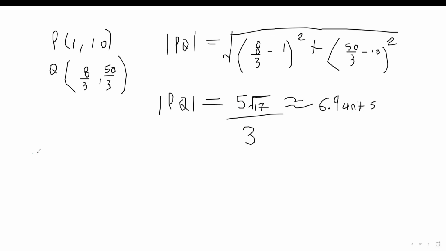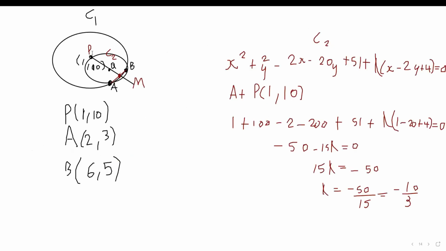So the next part, this is part 3. You can tell the line through A and B, that line is given by x minus 2y plus 4 equals 0, right? Right, Marika? Yeah? Yes, sir.